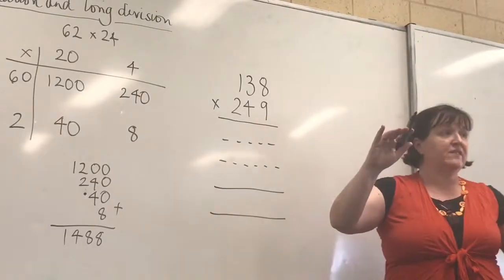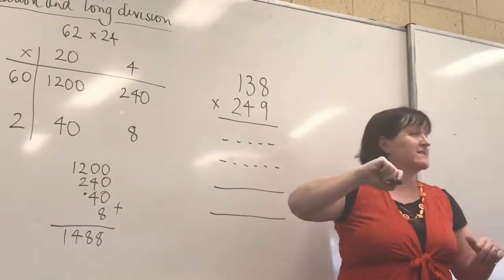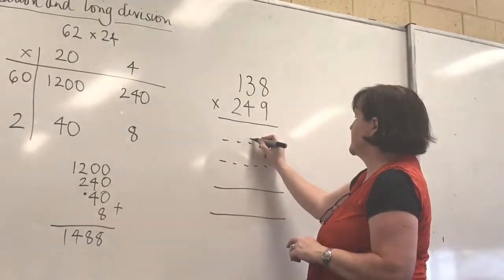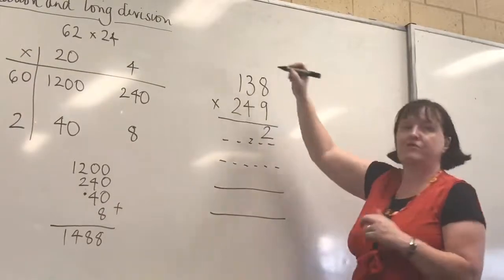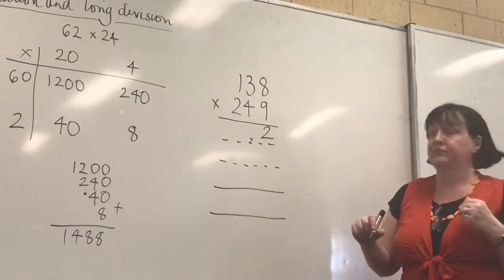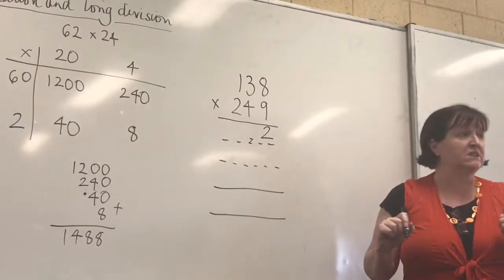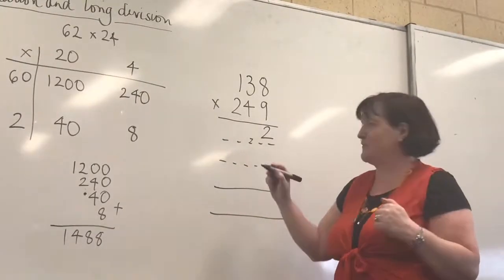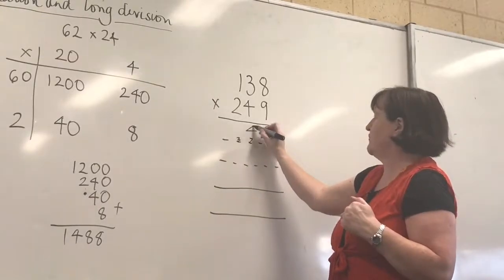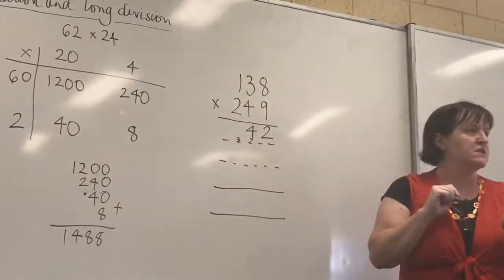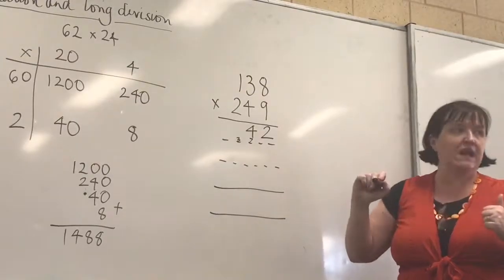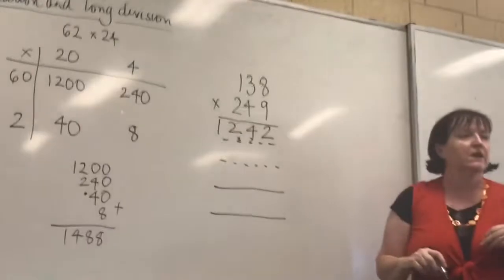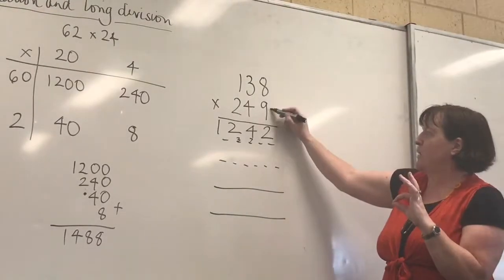So again, we start in the units. 9 eighths, 72. So 7 down there and the 2 goes there. 9 threes, 27. Add the 7, 34. 9 ones. Now add the 3, 12. 1,242. Okay, so we've dealt with the 9.